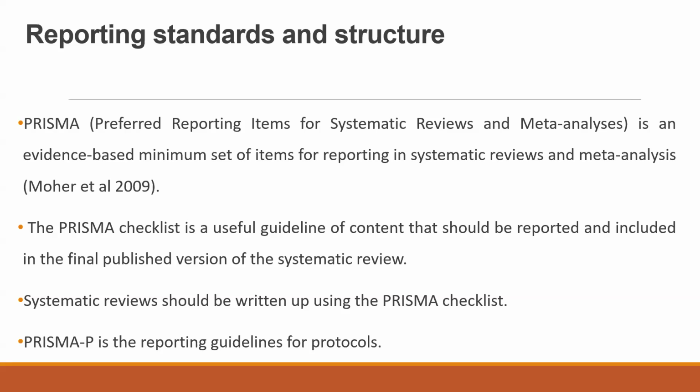Next is reporting standards and structure. As I told, always when you are going to do your systematic review, keep in mind the word PRISMA. You have to follow this while doing your systematic review as well as reporting it. You can refer to the Moher et al. 2009 article, which mainly describes how PRISMA was developed, what it contains, and the uses of having this checklist. This checklist is a useful guideline of content that should be reported and included in the final published version of your systematic review.